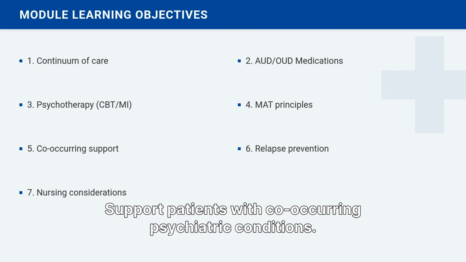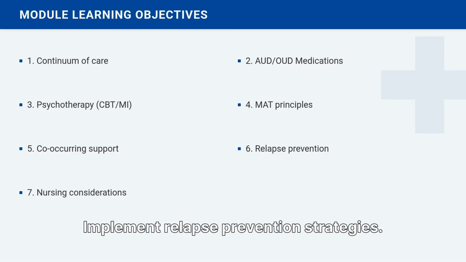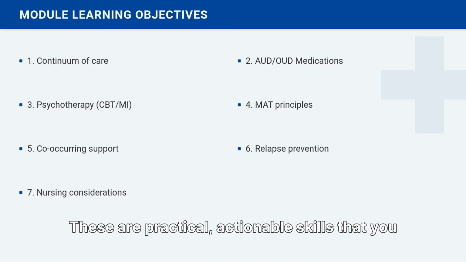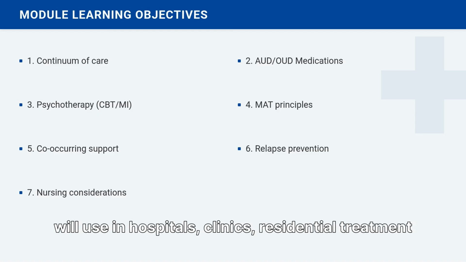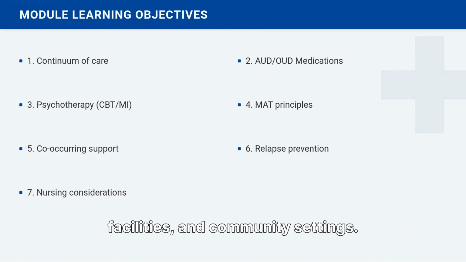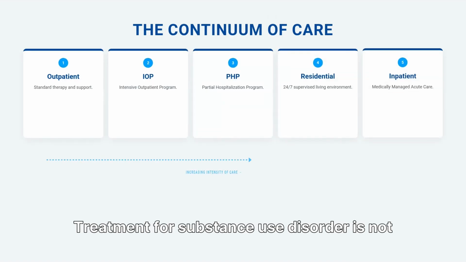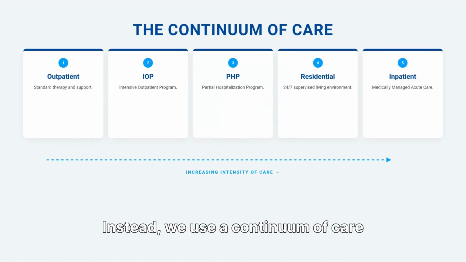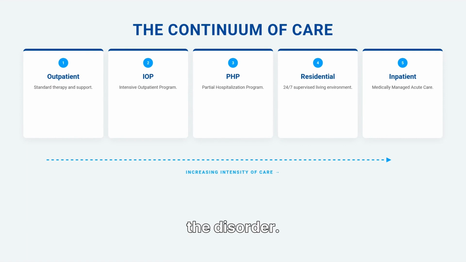5. Support patients with co-occurring psychiatric conditions. 6. Implement relapse prevention strategies. 7. Apply nursing considerations for medication management. These are practical, actionable skills that you will use in hospitals, clinics, residential treatment facilities, and community settings. Treatment for substance use disorder is not one size fits all. Instead, we use a continuum of care model, where treatment intensity matches severity of the disorder.